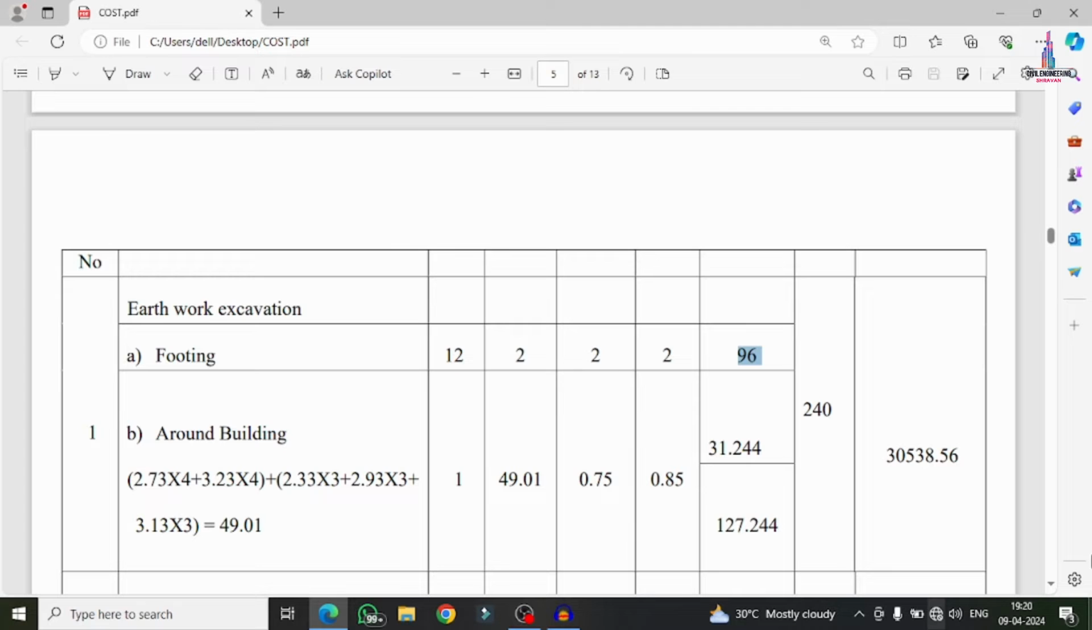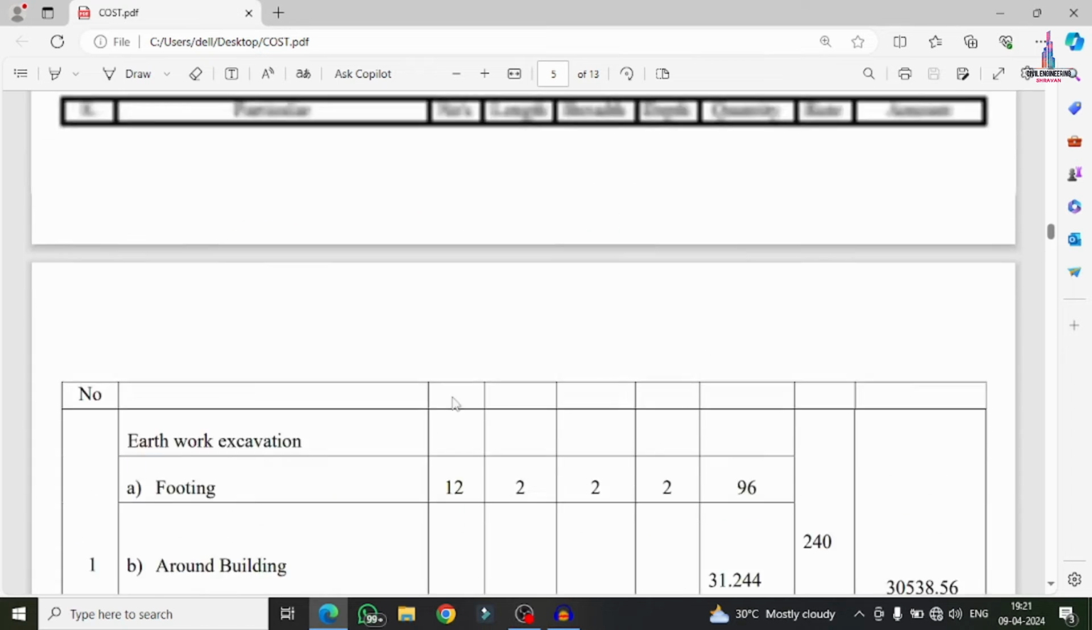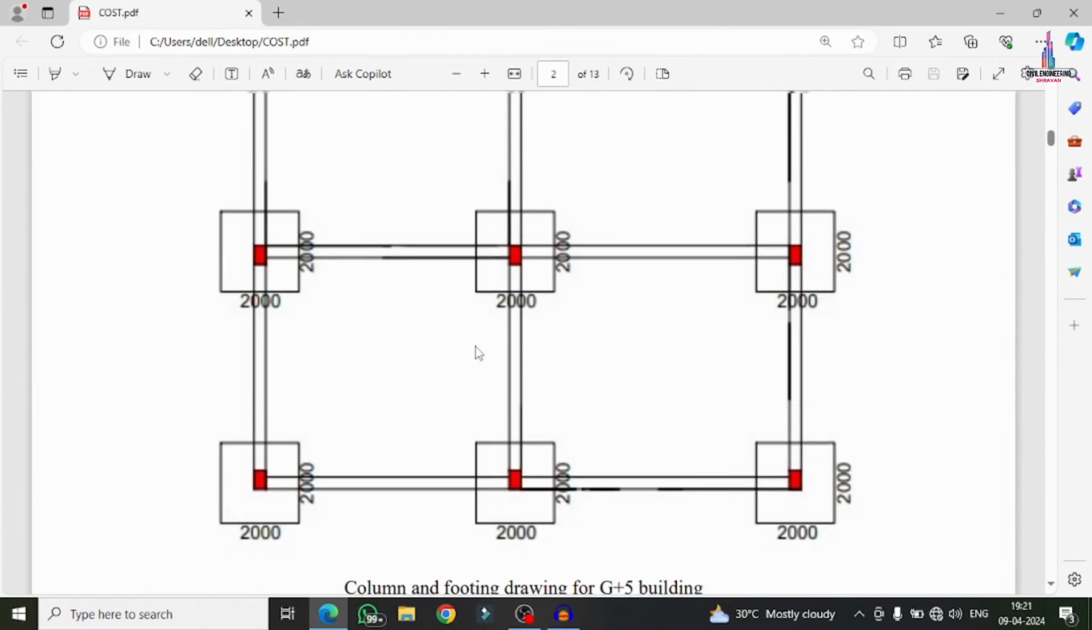Again, the second one is related to around-building excavation. Basically, we will do this excavation work for the plinth beam section, as well as, in any case, stone work. We will use this around-building excavation. Okay, so basically for the around-building excavation, we need to do the excavation process from this particular level. I will show you that.